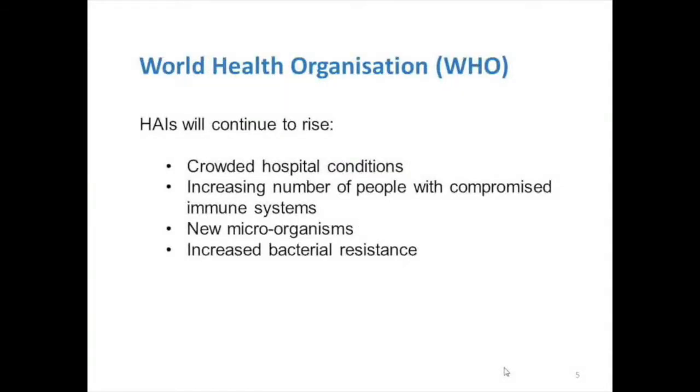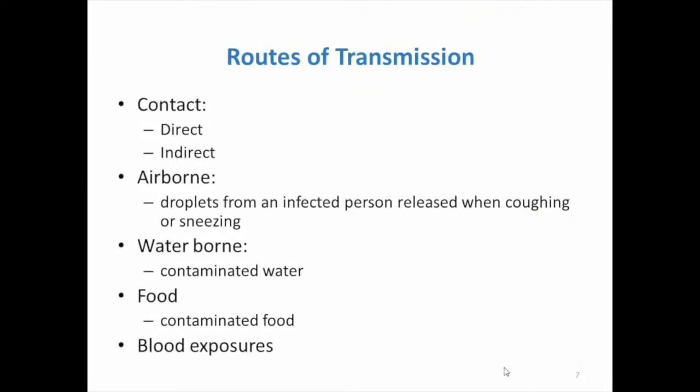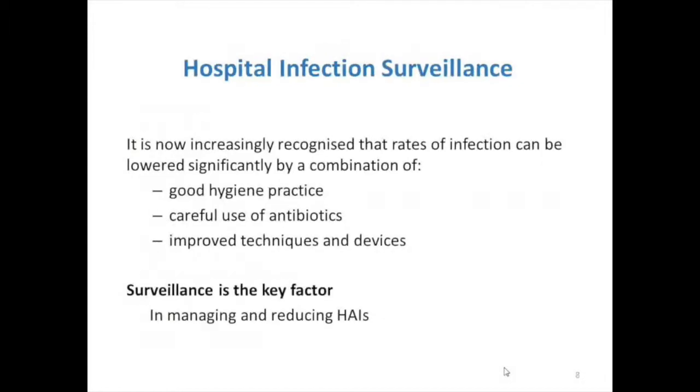According to the World Health Organization, this will be a continual problem because we have very crowded hospitals, an increasing number of people with compromised immune systems, and new emergence of microorganisms and increased bacterial resistance. So how do we get it? You can pretty much get it anywhere in your body. And how does it get transmitted? It's the usual routes: contact, airborne, waterborne, food, and blood exposures.